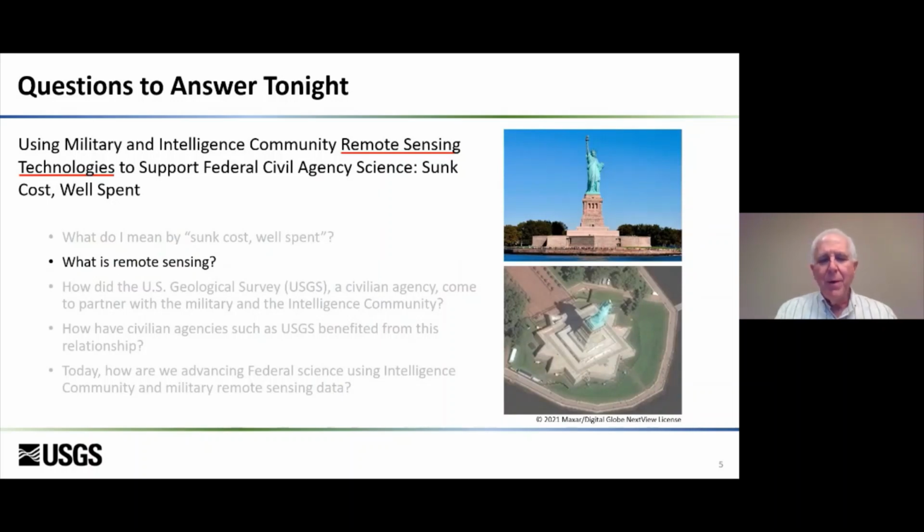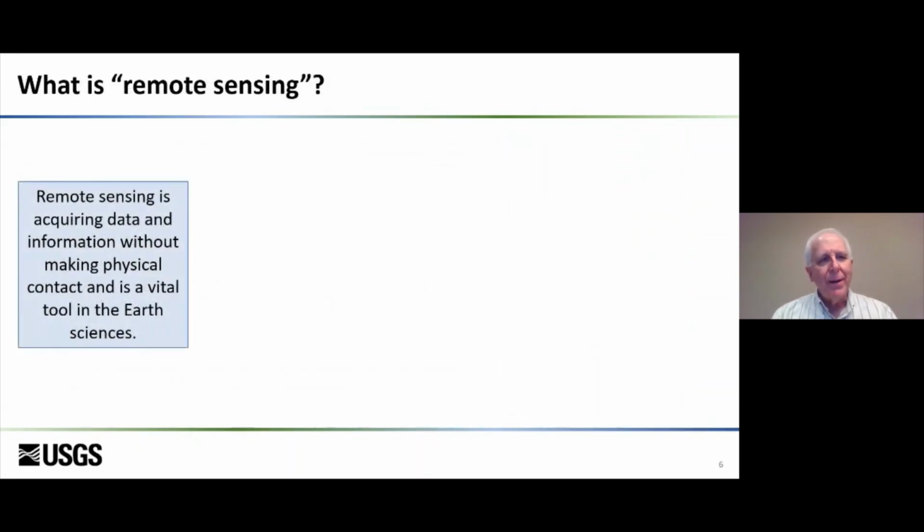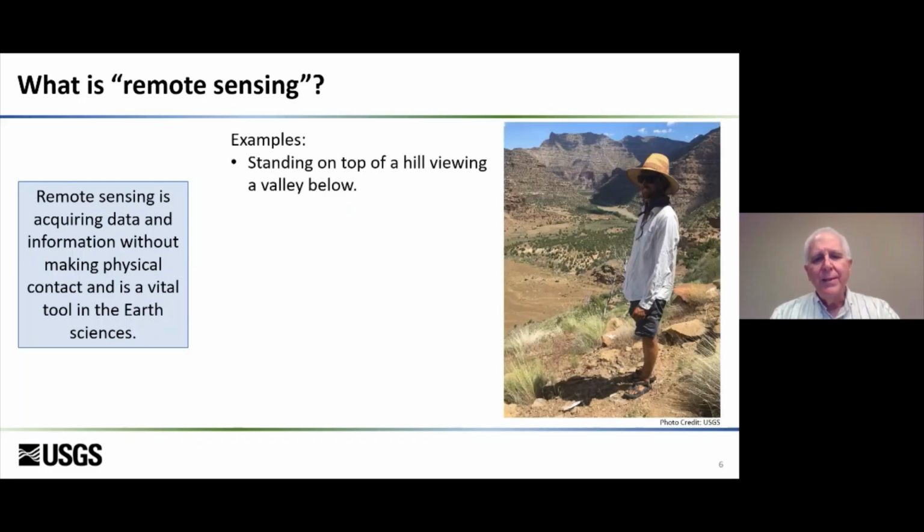So what is remote sensing? Sort of the classic textbook definition is it's acquiring data or information without making physical contact. And within the Earth sciences, it is a very vital tool. And I'll be spending a good part of my presentation giving examples of how we use remote sensing within the Earth sciences. So just a few examples.